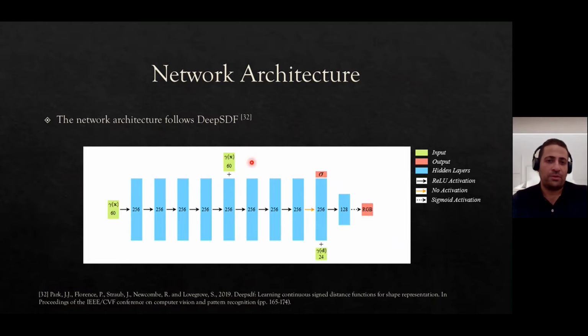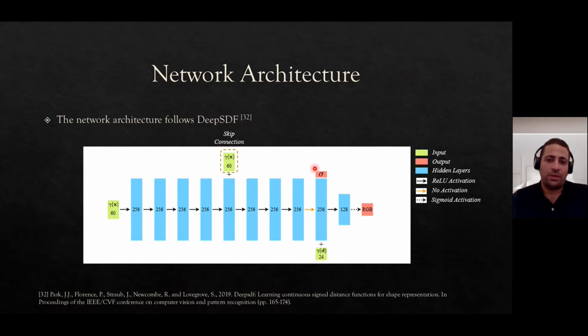Afterwards, we notice something here. This is called the skip connection. We have the same inputs, and we concatenate them to the input of this layer. The skip connection is usually used in order to overcome the vanishing gradients problem. So they put the same inputs again at this layer, and then they continue passing through the remaining layers. Now, at the layer before the final one, they put gamma, the positional encoding, applied to d, which is the viewing direction at this point.